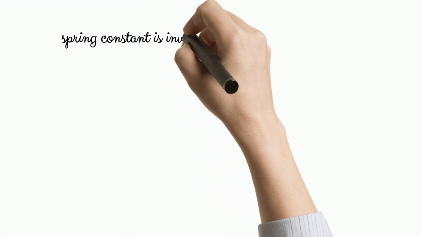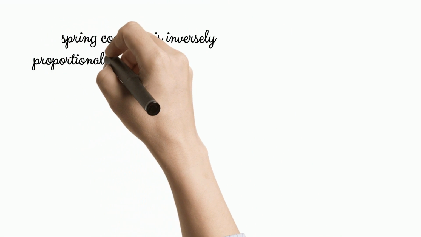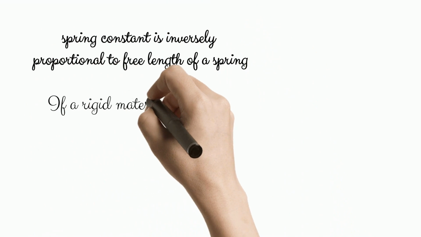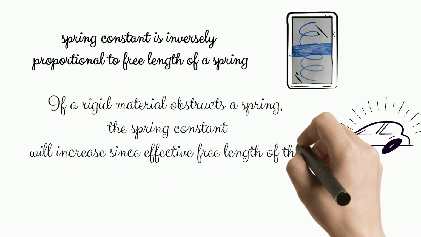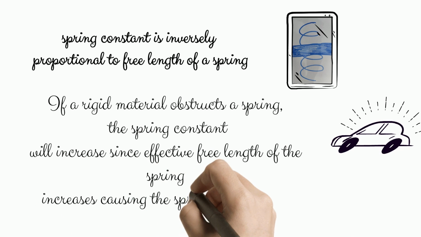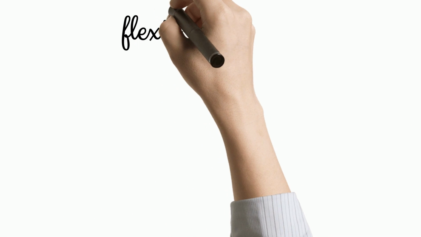The spring constant is inversely proportional to the free length of a spring. If a rigid material obstructs a spring, the spring constant will increase since the effective free length of the spring increases, causing the spring to be stiffer.